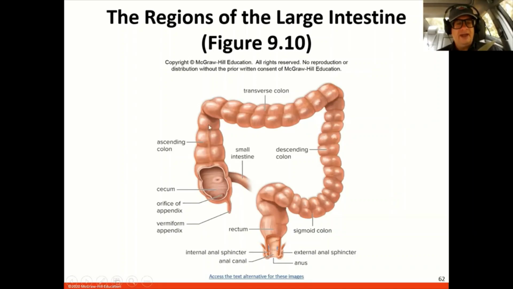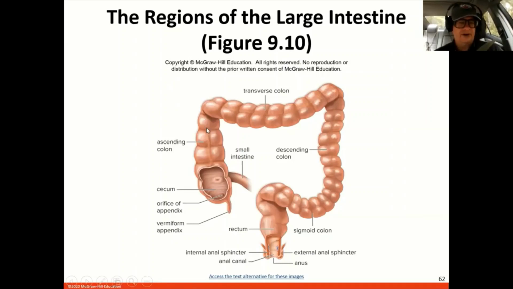We have ascending colon, transverse colon, descending colon, sigmoid colon. Sigmoid is supposed to be S-shaped, and I guess you could see a backwards S there, kind of. Anyway, sigmoid because they think it's S-shaped. Rectum, rectus means straight, so it's a straight shot out.